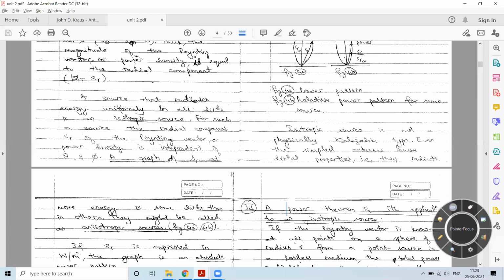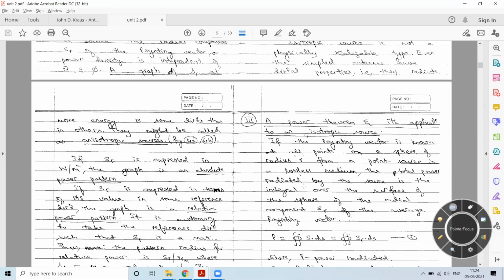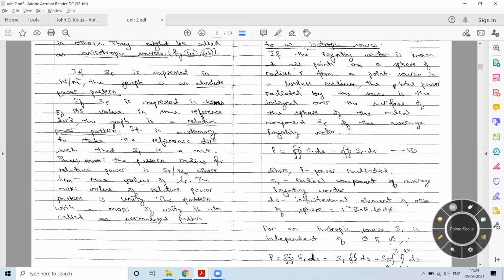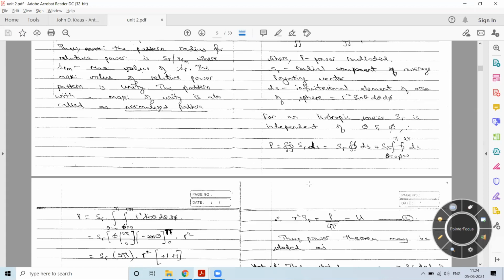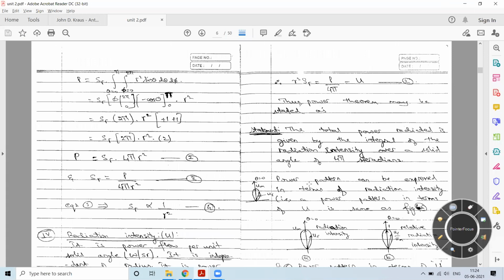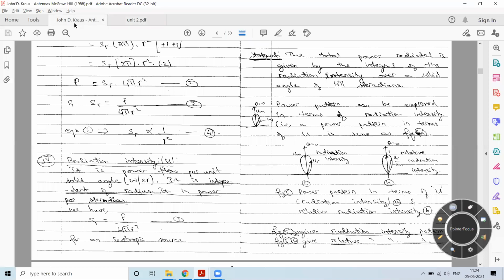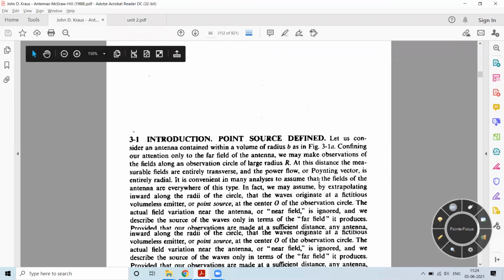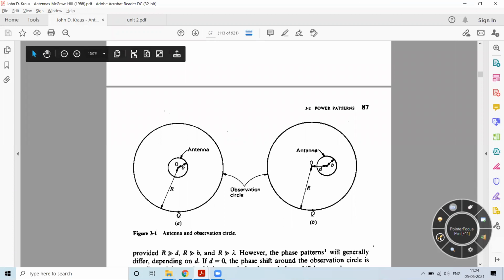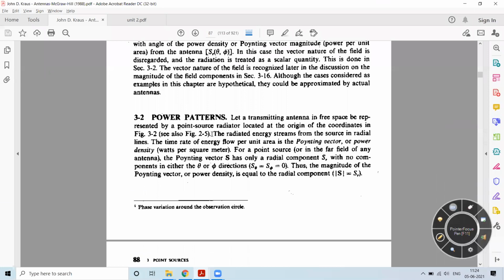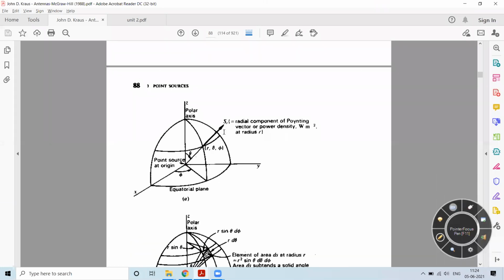Along with that, we discussed the power theorem in terms of the power density and the radiation intensity. So these were the two discussions which we had done in the previous session. So that is the point sources. With respect to this, we had the discussion of the antenna and the observation circle. Then what is power pattern? Why are r, theta, phi referred to over here?